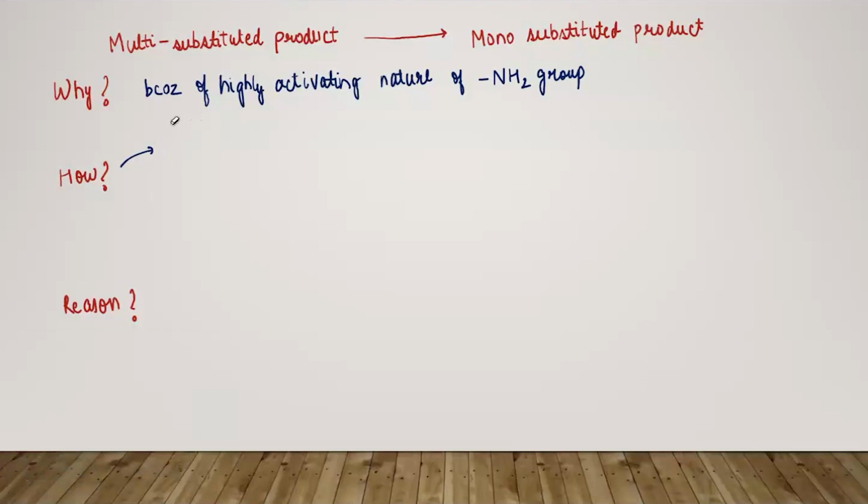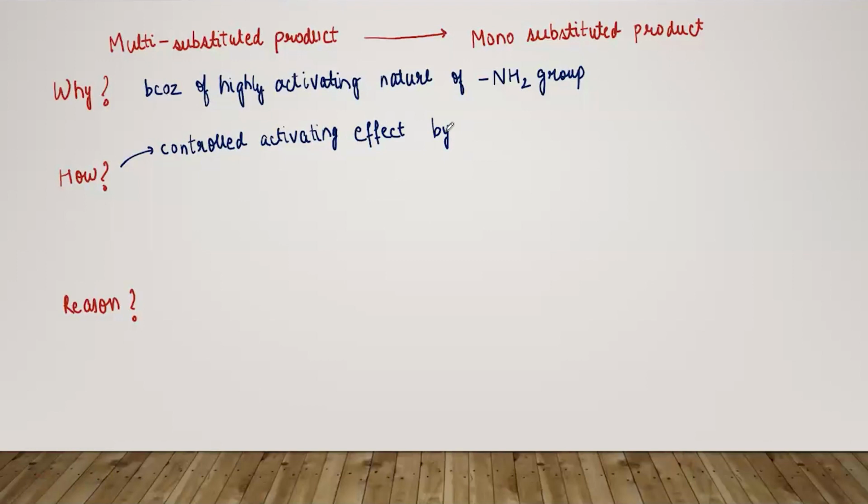We can say that we can control the activating effect. We can simply control the activating effect by protecting the NH2 group by acetylation. Acetylation we also call acylation, which we covered when the third category of chemical reaction was acylation.